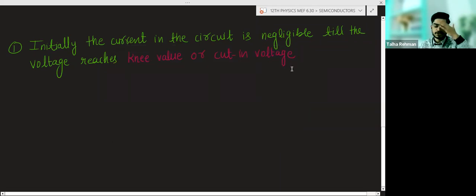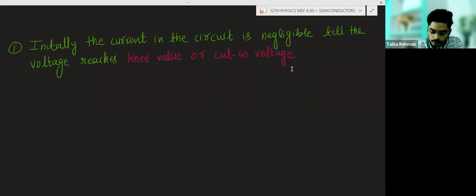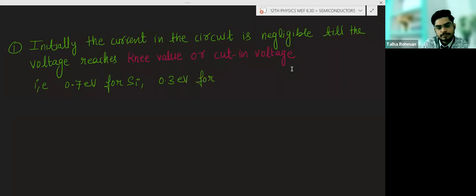Knee value or cut-in voltage, that is 0.7 electron volt for silicon and 0.3 electron volt for germanium.